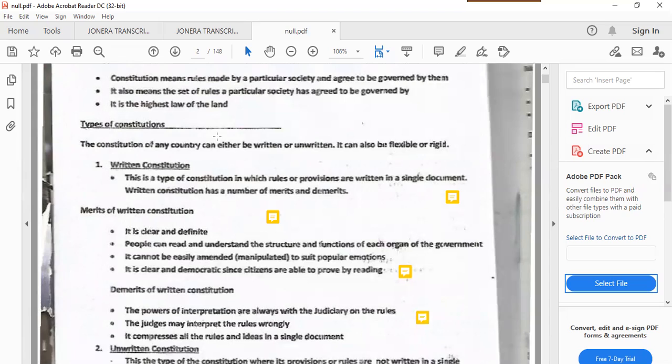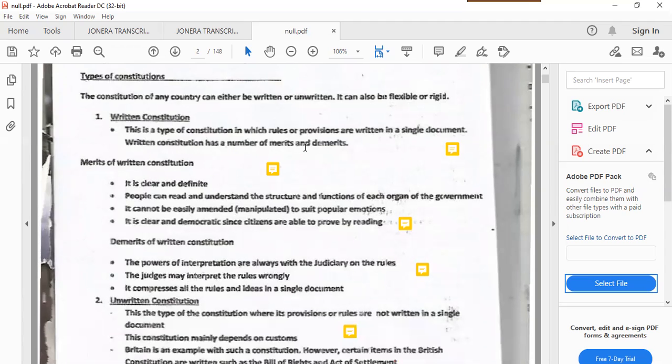So an exam question can come: write an essay on the types of constitution that we have. In that essay, give the merits of that constitution, give the demerits of that constitution. So regardless of whatever country you come from, a constitution can either be written or unwritten, flexible or rigid. So these are the four types of constitutions, and we have to look at all of these types of constitutions in detail.